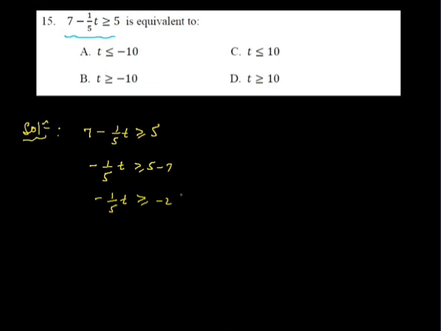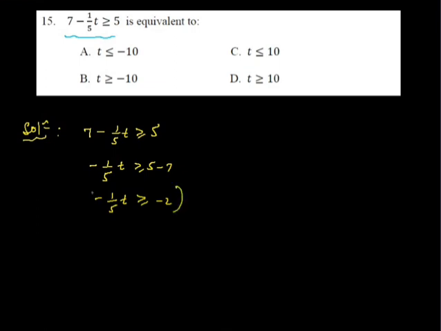Number 15. The solution of this inequality ነው የተጠየቀው። So 15ኛውን ጥያቄ inequalityውን እንሰራለን። The question is 7 minus 1 over 5 t is greater than or equal to 5 ነው የሚለው። So ይሄ ምን ይሆናል? Minus 1 over 5 times t is greater than or equal to 5 minus 7, which is minus 1 over 5 t is greater than or equal to minus 2.